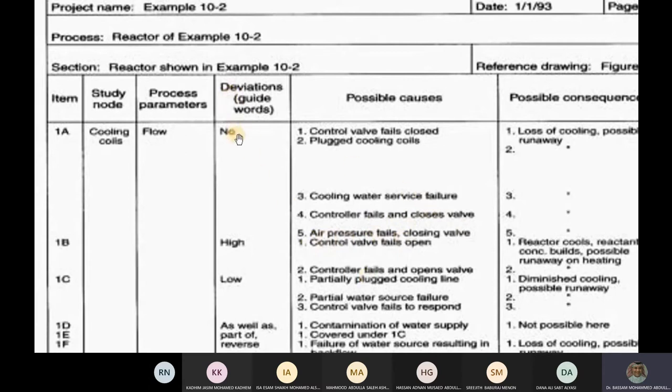And then there's a deviation guide words, which means if there's no flow, these are the possible reasons for that. Maybe the deviation is a high flow, which means that the air pressure fails and now I have a high flow. Or the control valve is failing and it's opening. Because the control valve fails, it opens, which makes sense. That's why I have a high flow. Or it could be that I have a low flow. You see, I'm having different possible causes depending on the deviation guide words for the process parameter of the study node that I'm studying in the reactor, the vessel, right?